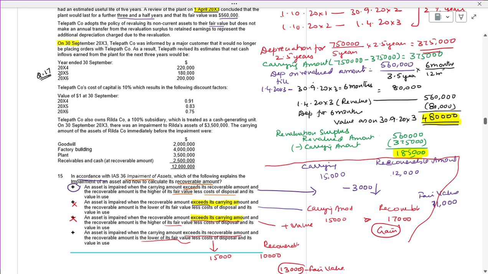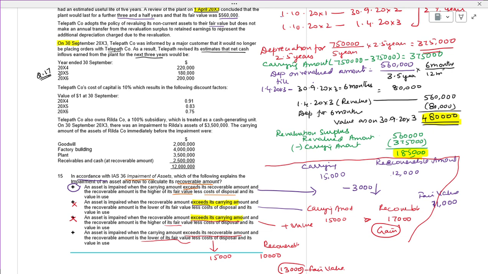They have asked what the value in use is at year end September. They were informed that a major customer will no longer place orders with Telebad, so they have revised the estimated net cash inflows for the next 3 years. Value in use is nothing but the future cash flows calculated at present value.